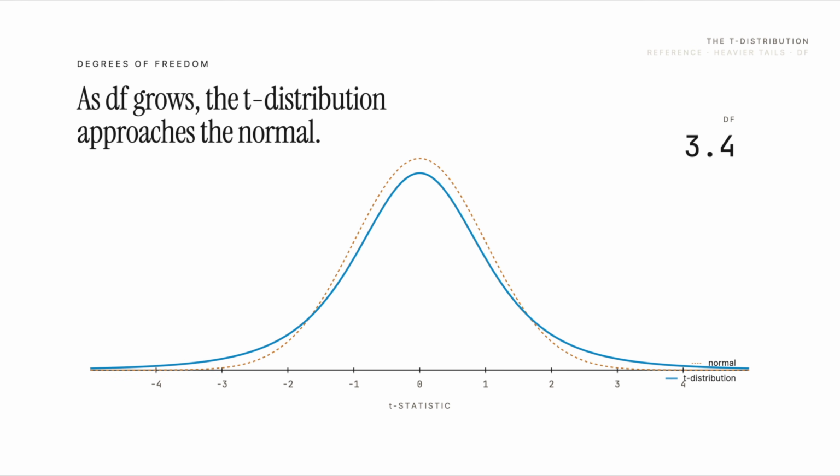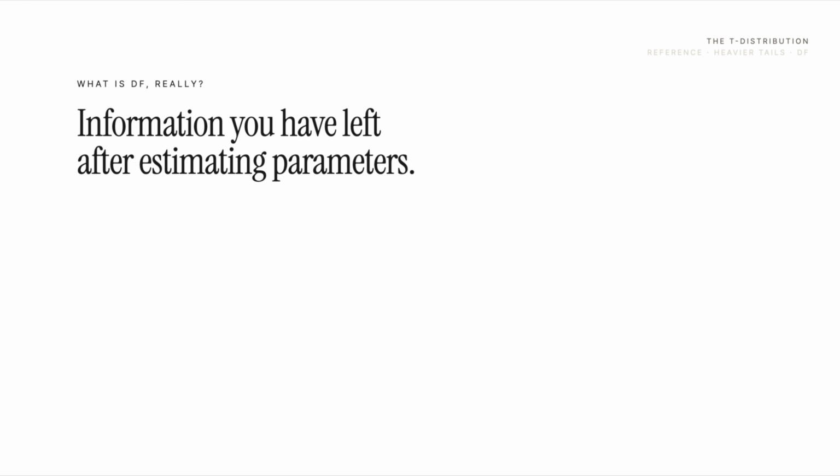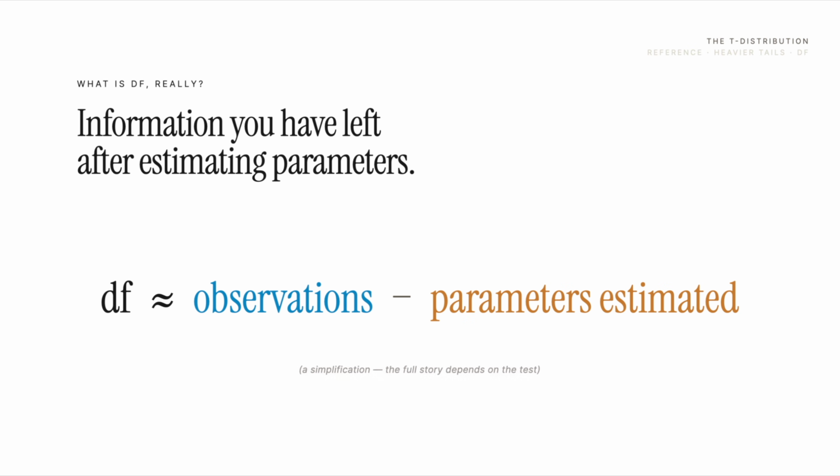The t-distribution depends on something called degrees of freedom, or df. Degrees of freedom is roughly, and I'm simplifying here, the number of observations you have minus the number of parameters you're estimating. The degrees of freedom for a single sample t-test is simply n minus 1. With 40 students, that's 39 degrees of freedom.